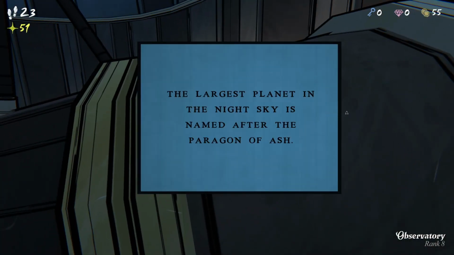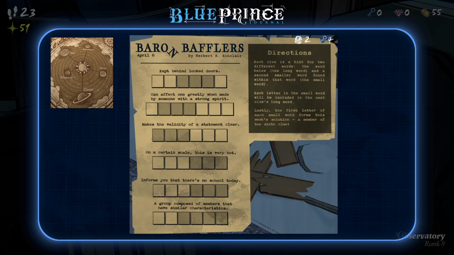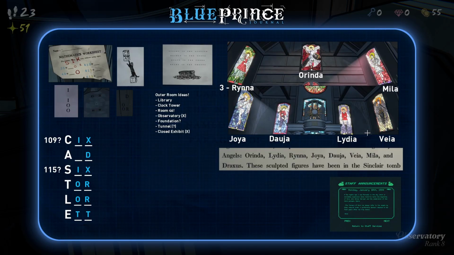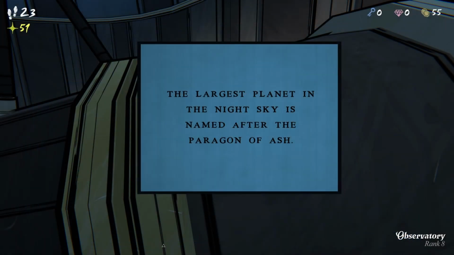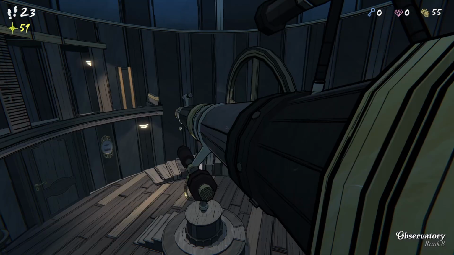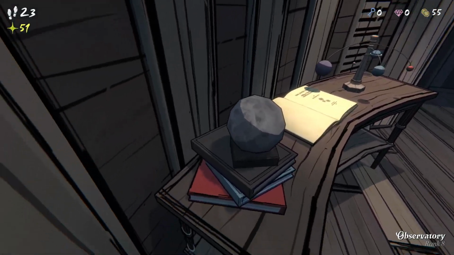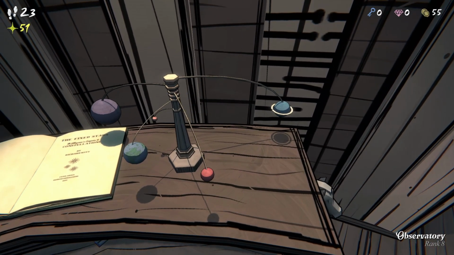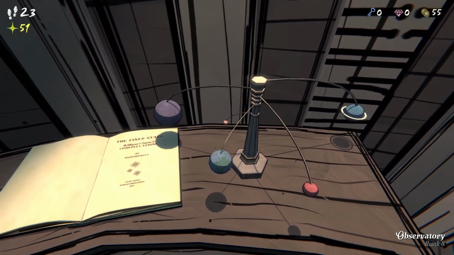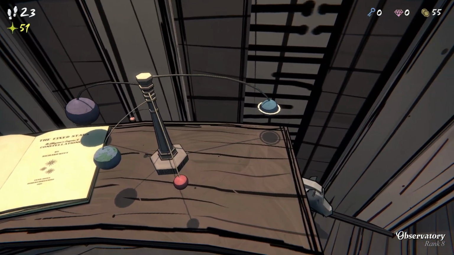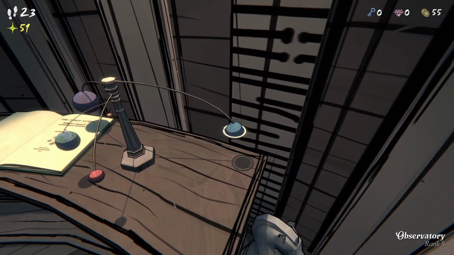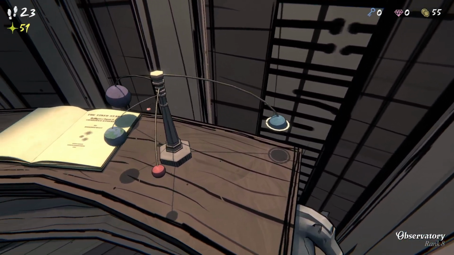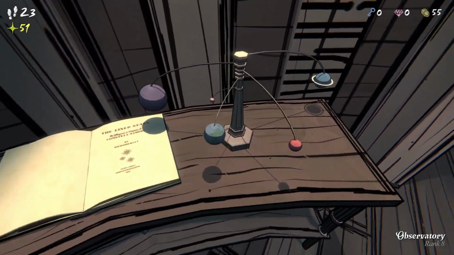The largest planet in the night sky is named after the paragon of ash. That would be Theia, which I think makes sense. Yeah, that's one that looks sort of like a chimney sweep, I guess, is what I think of when looking at that. I wonder if this is Theia. Maybe. I think that one is Mamora, Small World, I'm guessing. That's Doja, Last Day. This one is Fenmora.